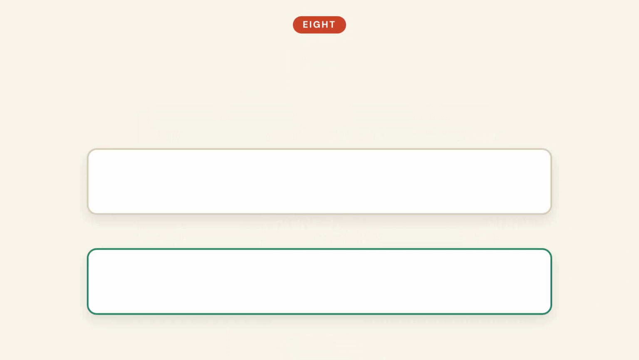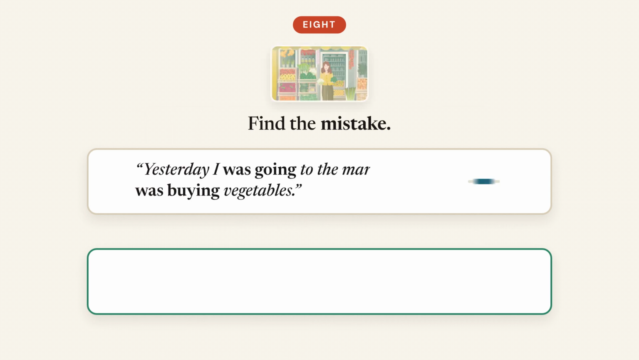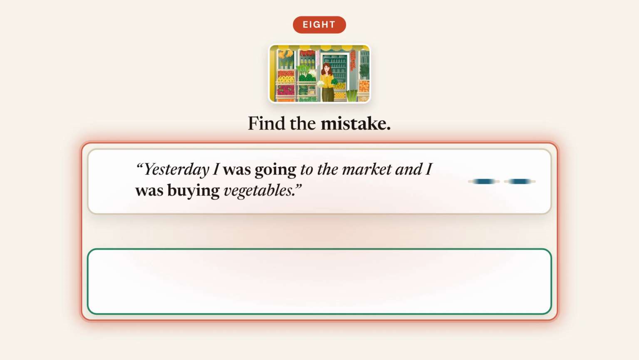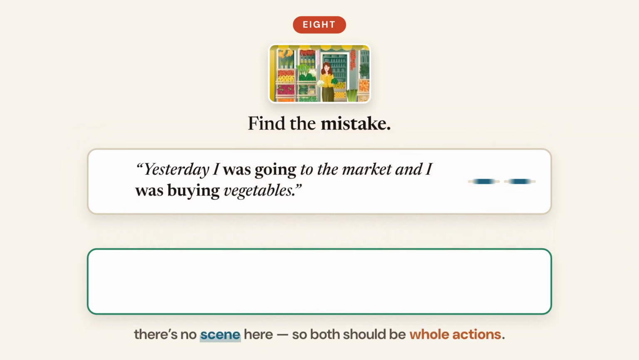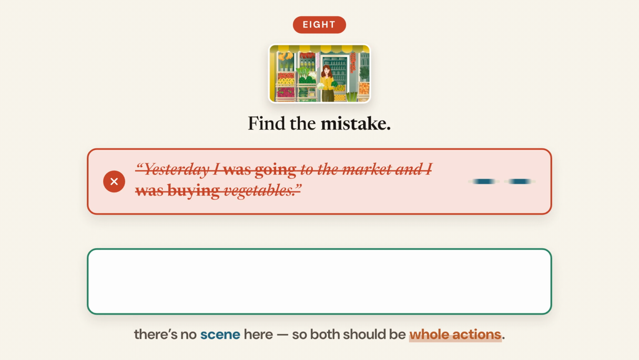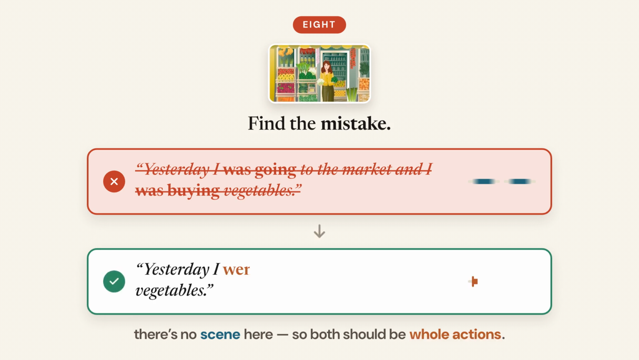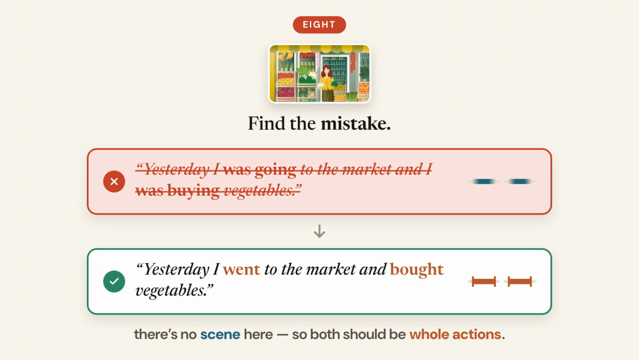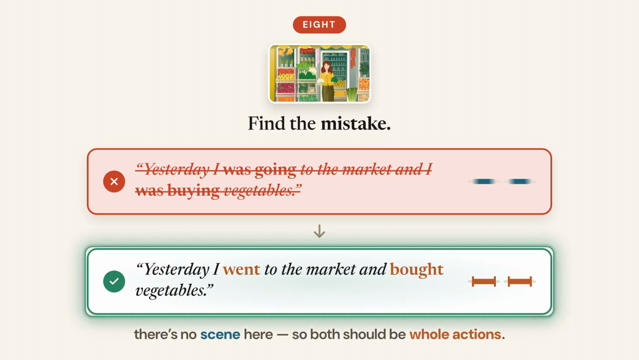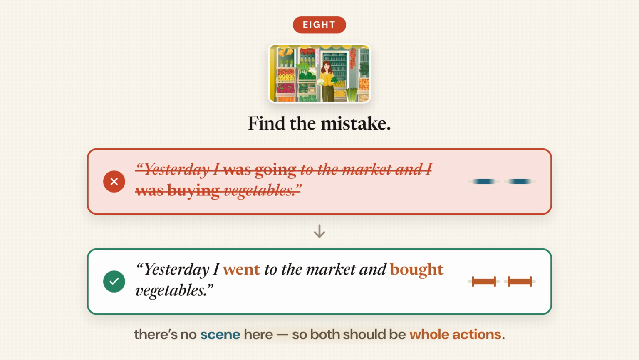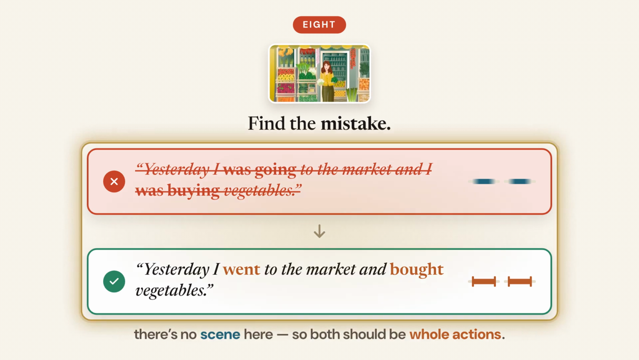8. Last one, find the mistake. "Yesterday, I was going to the market and I was buying vegetables." There's no scene here. I'm just telling you what I did. So both of them should be whole actions. Yesterday, I went to the market and bought vegetables. How did you do? If one or two slipped past you, that's completely normal. Go back to that part and watch it once more.